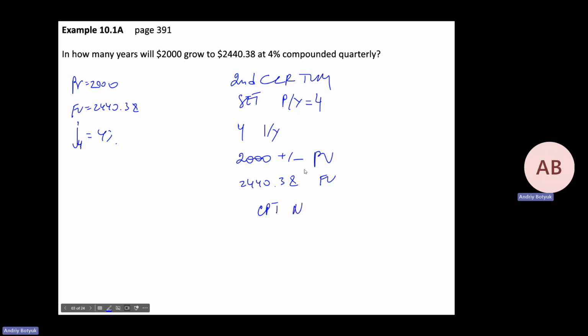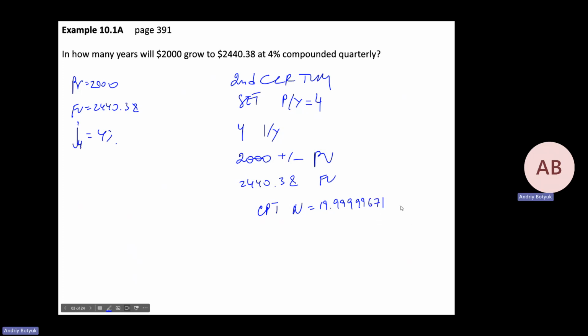So the idea is exactly the same. You program the calculator with what you have, and you calculate what you're looking for. So let's do it. Okay, PY is 4, IY is 4, 2000 negative present value, 244038 future value, compute N. And I found here N equals 19.99999, whatever. How many nines? 5, 6, 7, 1.